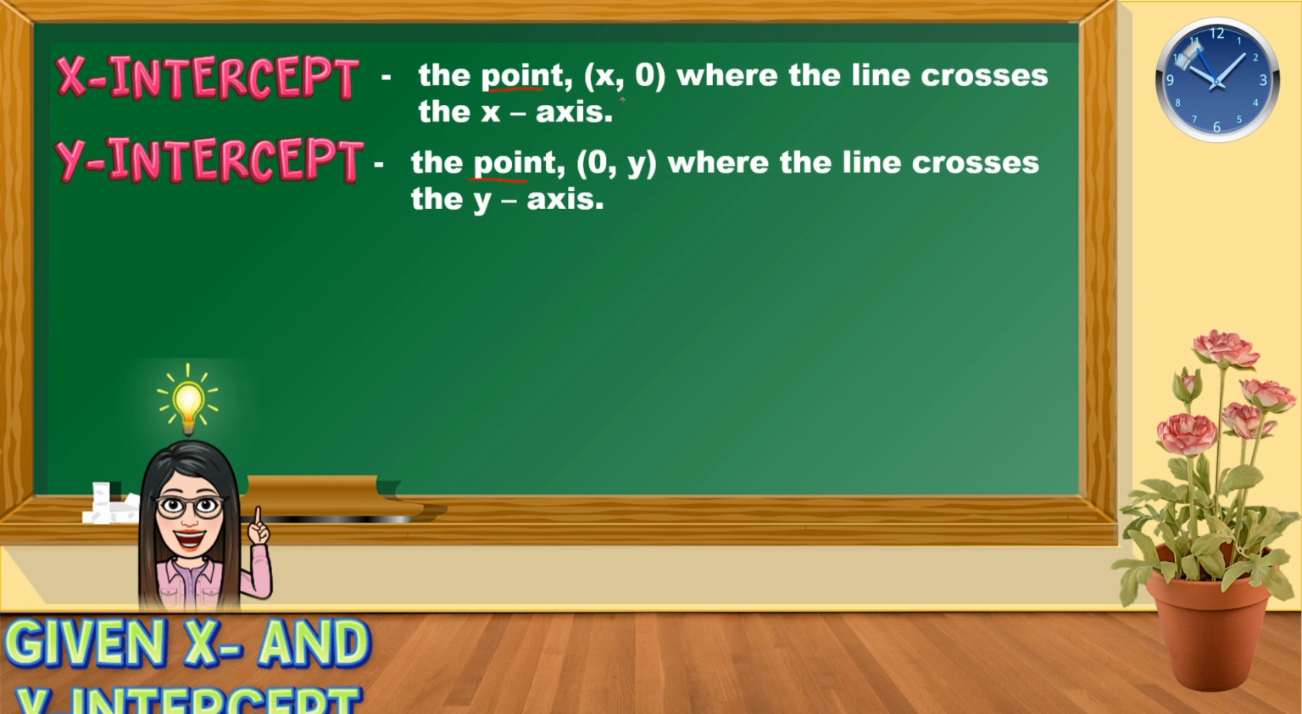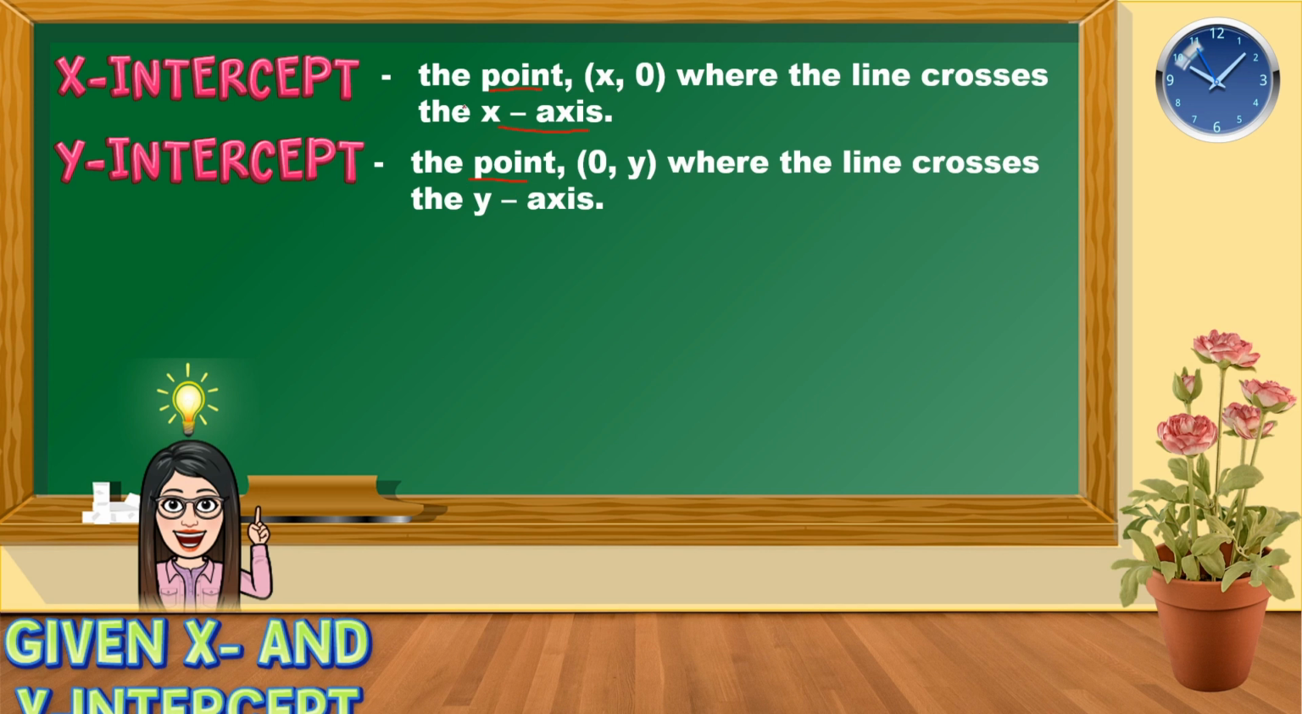So, meron ditong given ordered pair which is (x, y). So, pag sinabi nating x-intercept, if you plot this point on our Cartesian plane, matatagpuan natin ito sa ating x-axis. While the y-intercept is a point wherein you can find that point in our y-axis.